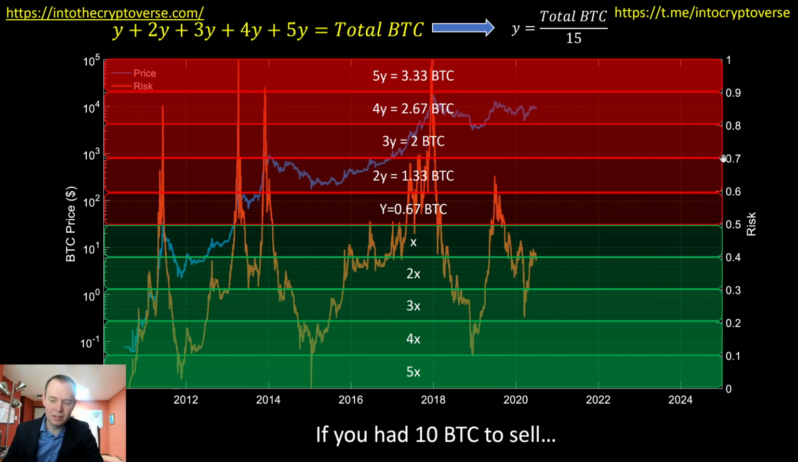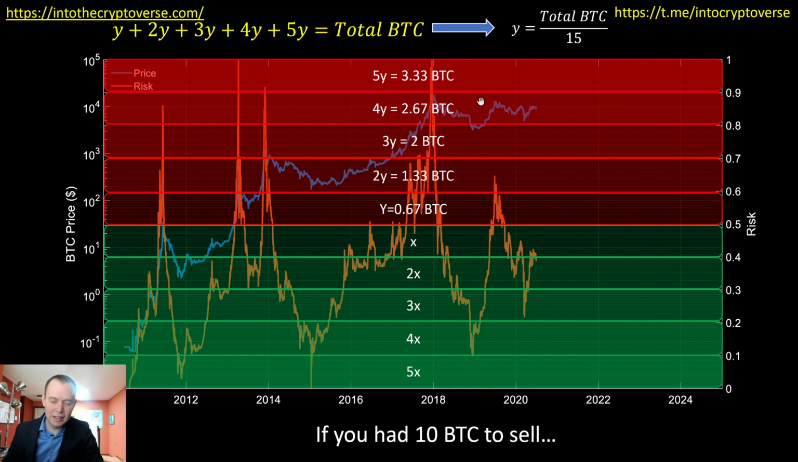When the risk gets to 0.6 to 0.7, you sell 1.33 Bitcoin. When it gets to 0.7 to 0.8, you sell 2. When it gets to 0.8 to 0.9, you sell 2.67. And when it gets to 0.9 to 1, you sell 3.33 Bitcoin. That way you're continuing to sell more as the price and risk increase.